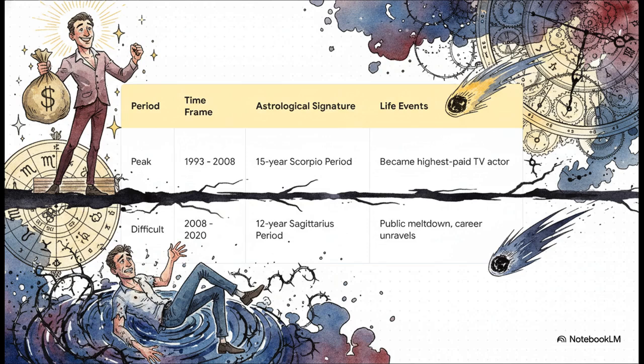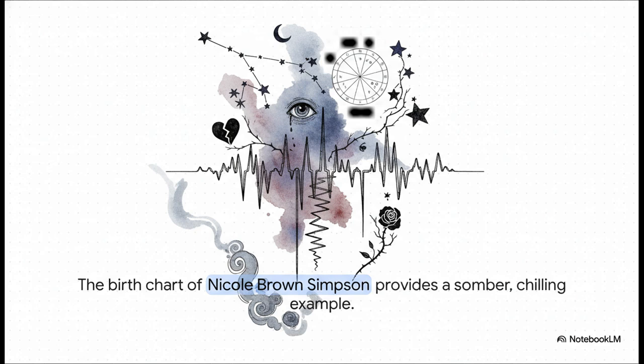And what happened? He became the highest-paid actor on TV. Then, in 2008, that period ended and a new 12-year difficult chapter began. And almost right on cue, his public career began that famous unraveling. But the system doesn't just map career highs. It also claims to pinpoint periods of profound, life-altering difficulty.